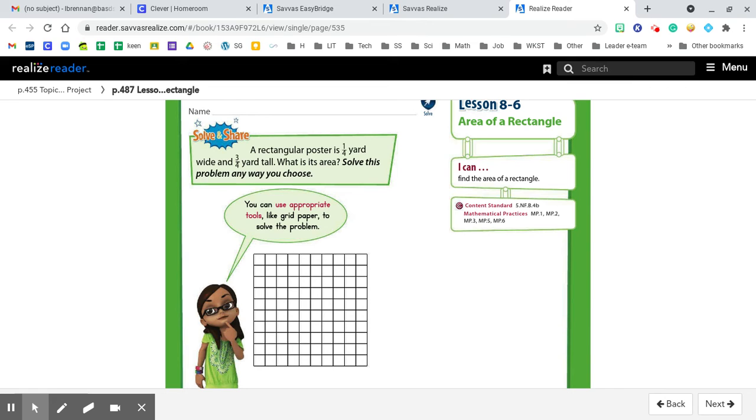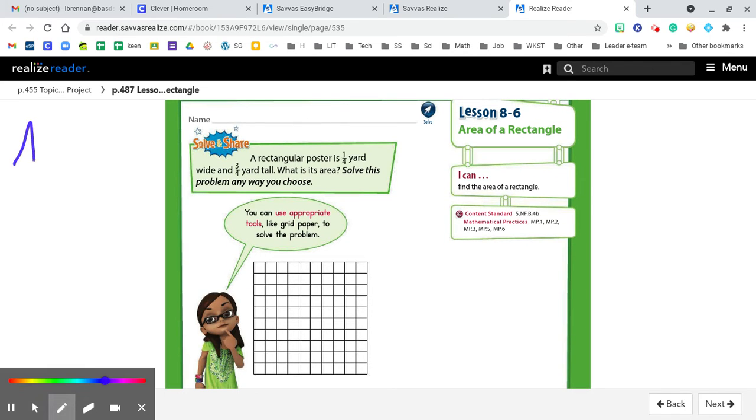All right, we're doing area of a rectangle. A rectangular poster, remember, the formula for area equals length times width, if you forgot. A rectangular poster is 1/4 of a yard wide and 3/4 of a yard tall. What is the area? Solve the problem any way you choose. You can use appropriate tools like grid paper to solve the problem.